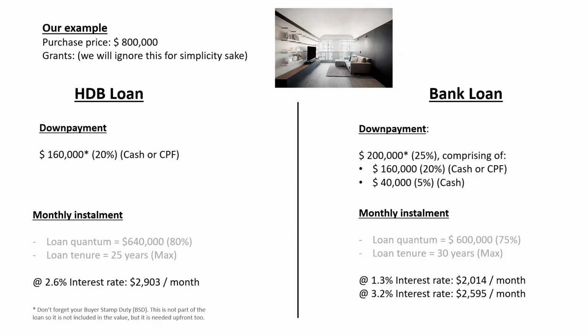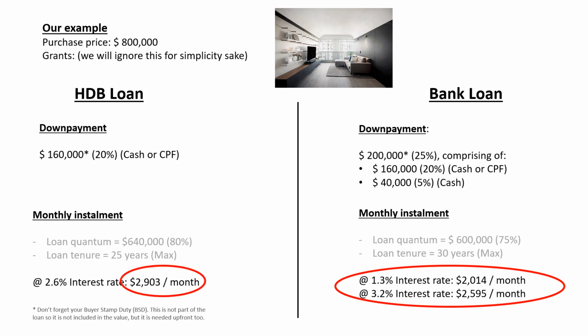Back to our example again, if you sign a home loan at 1.3% interest rate, your monthly installment will be $2,014. However, when the interest rate rolls to 3.2%, your monthly installment would then be $2,595 per month. So you can see that even at 3.2%, the monthly installment is still lower than that of HDB's. If you're wondering why, this is because a bank loan has a lower loan to value. What that means is that the loan quantum that you're taking from a bank is slightly lower than the loan quantum that you would take from a HDB loan. And furthermore, a bank loan allows you to stretch the loan duration out for a longer period of time, 30 years versus the 25 years of a HDB.